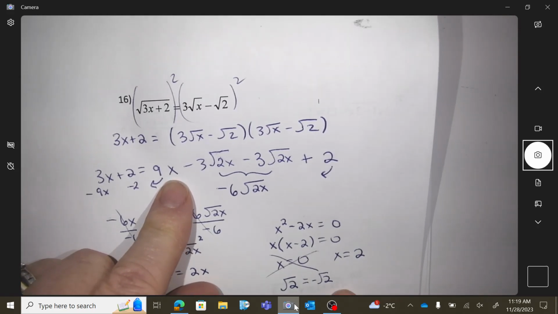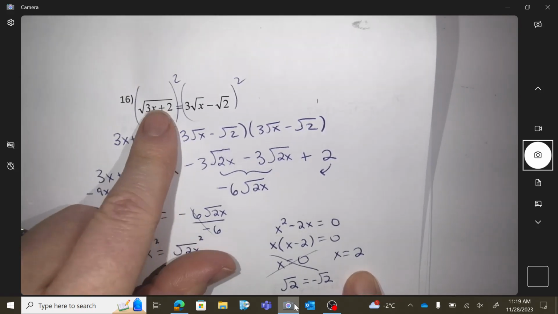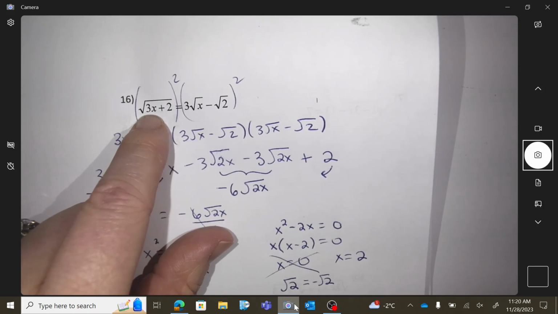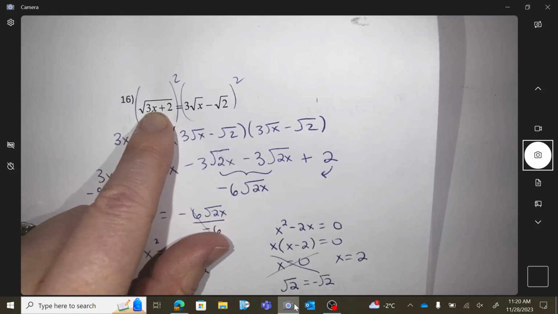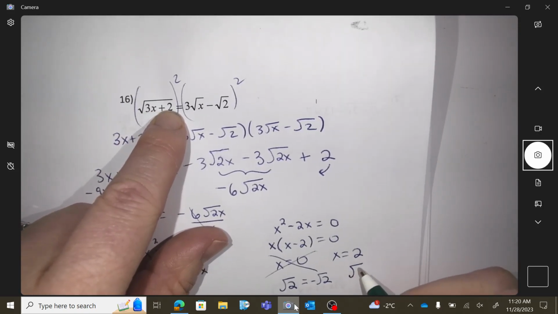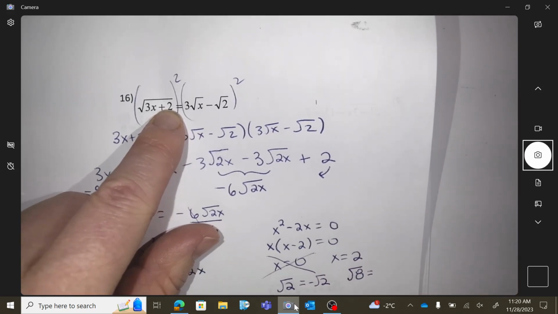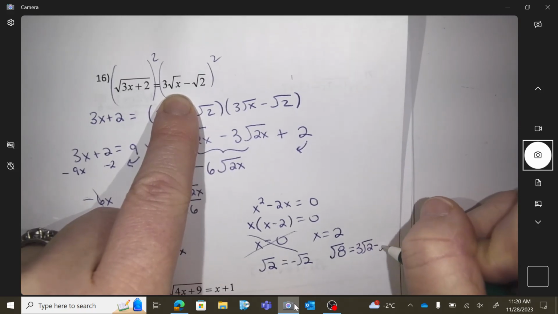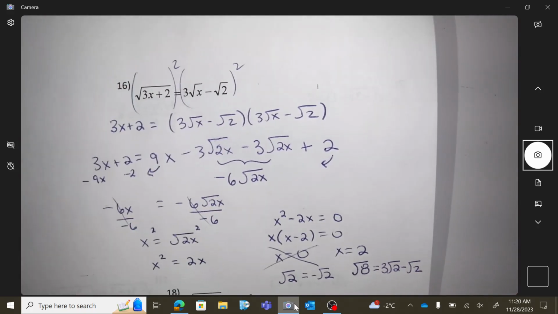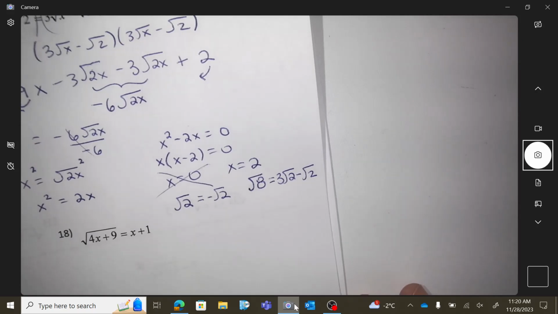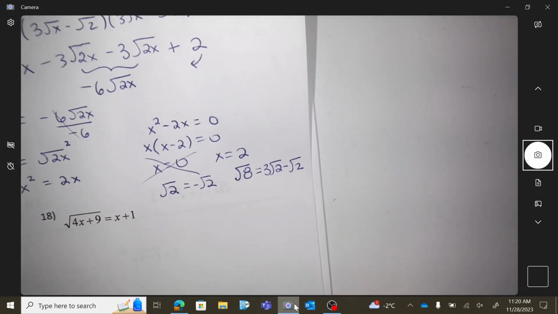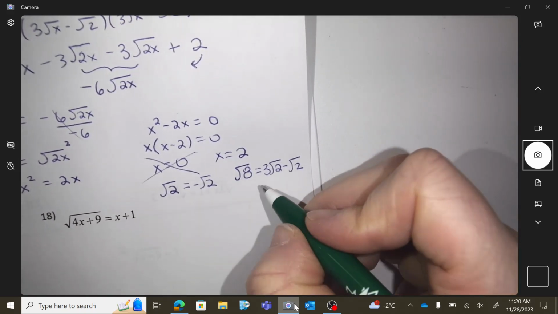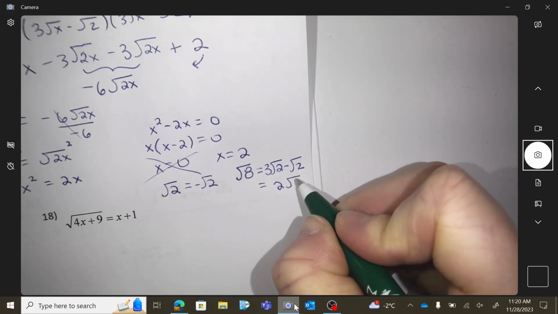So now let's try plugging in the 2 to see if we did that right. So 3 times 2 is 6. 6 plus 2 is 8. So root 8, 3 root 2 minus a root 2. If I plug that in, 3 root 2 minus 1 root 2 makes 2 root 2.